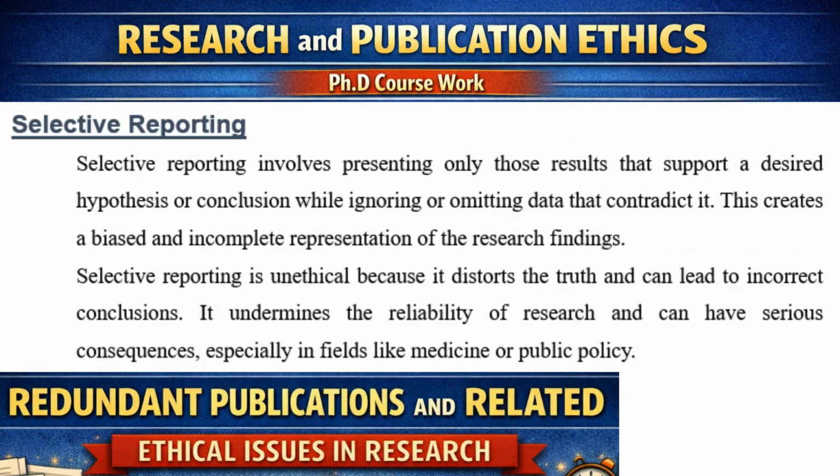Selective reporting. Selective reporting involves presenting only those results that support a desired hypothesis or conclusion while ignoring or omitting data that contradict it. This creates a biased and incomplete representation of the research findings. Selective reporting is unethical because it distorts the truth and can lead to incorrect conclusions. It undermines the reliability of research and can have serious consequences, especially in fields like medicine or public policy.